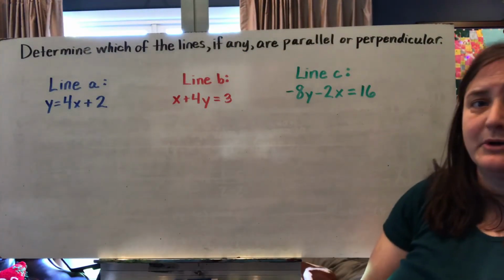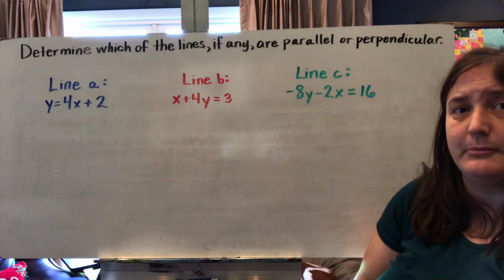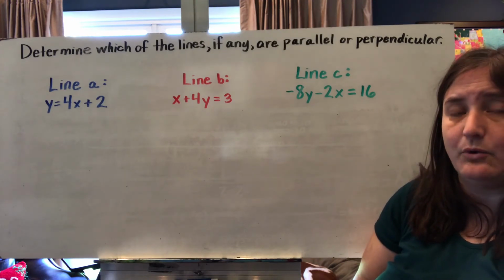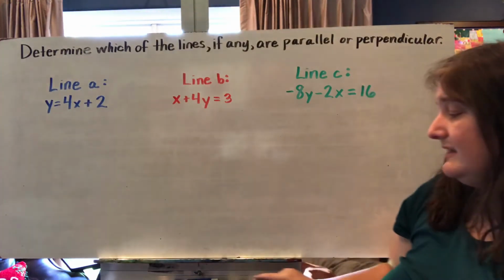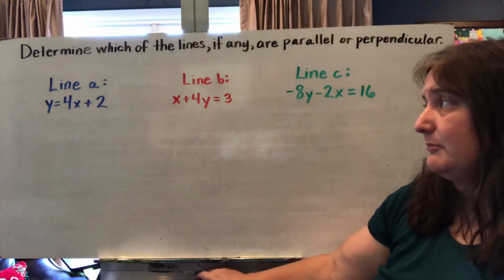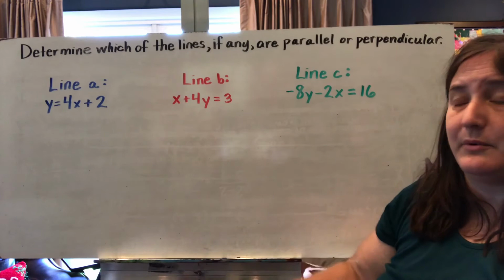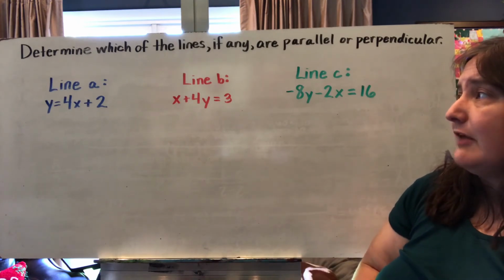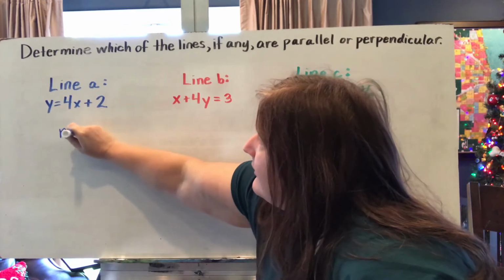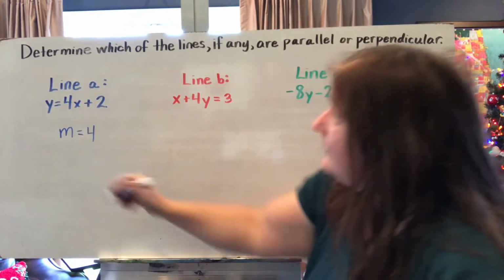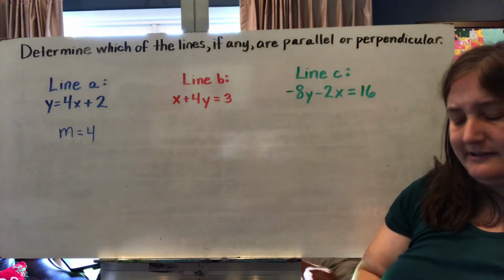All right, let's look at some equations, and from the equations determine if any of these lines are parallel or perpendicular. So I like this equation because it's in slope-intercept form. So it's very easy for me to look at that equation and know that the slope of line A is 4. So here my slope is 4. On this one, it's not as easy to see what the slope is.